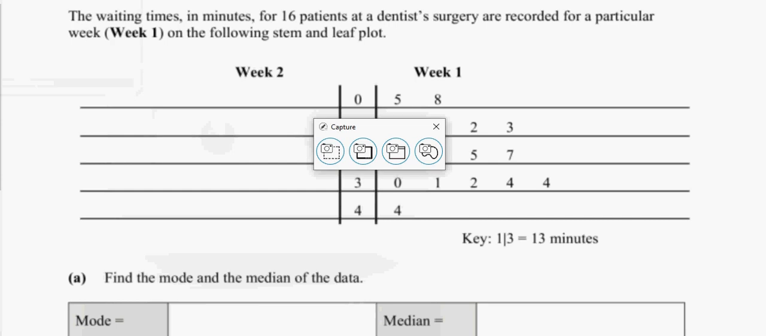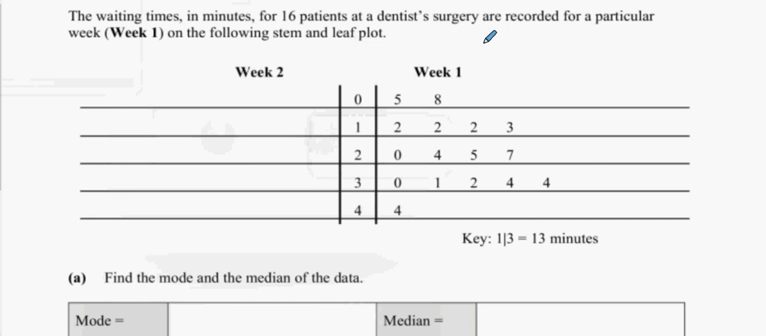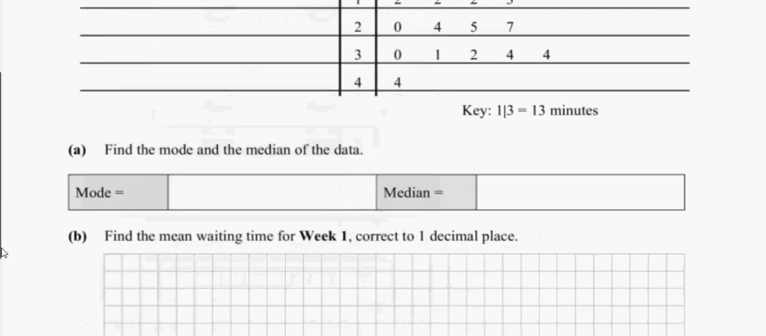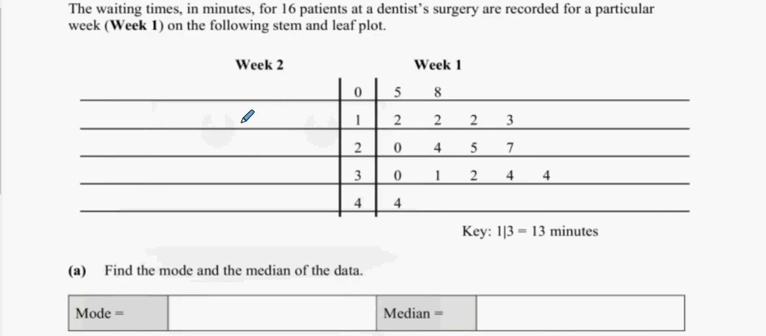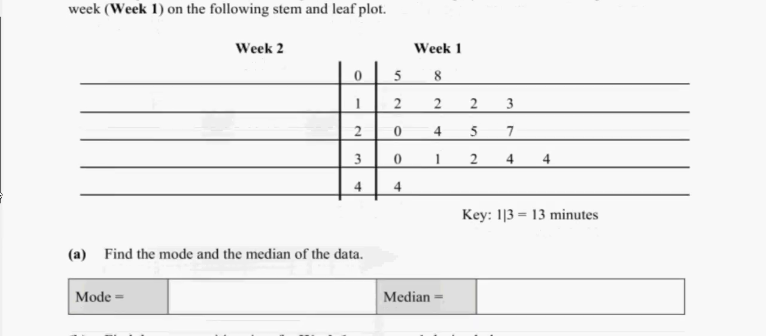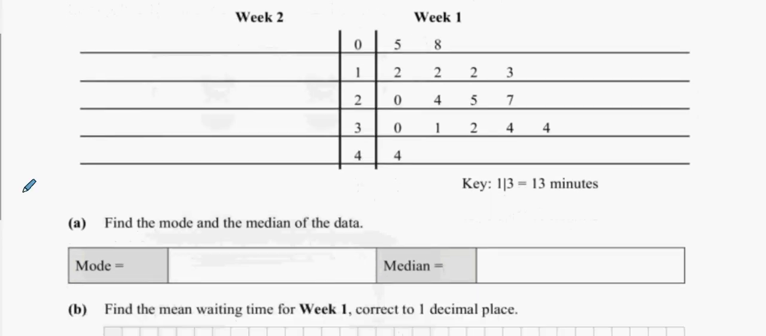The waiting times for 16 patients at a dental surgery are recorded for a particular week on the following 7-week plots. Is that the correct question? There's no numbers to put in for week 2, is there? Further down, right, fair enough. Okay. What is the mode of the data?